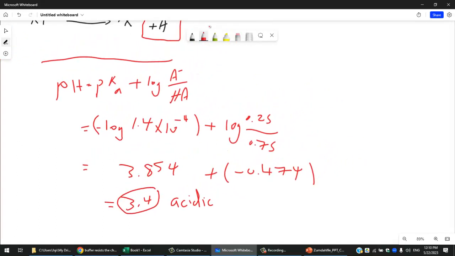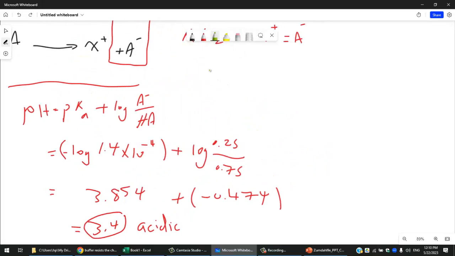And by the way, if you have equal amounts of A minus and HA, let's imagine that you have, let's say, 0.5 of this and 0.5 of that, this will be unity, because 0.5 divided by 0.5 is 1 and log 1 is 0. So in that case, this is called the 1-to-1 buffer. Okay, that's the easiest buffer ever. A 1-to-1 buffer has equal amounts of the acid and the base, and in that case the pH will only equal the pKa. So that's another case of a buffer.